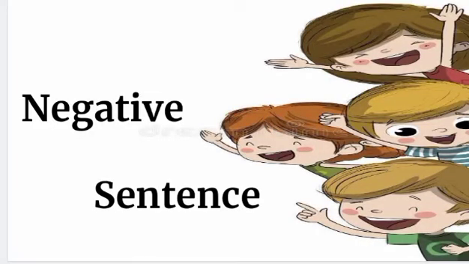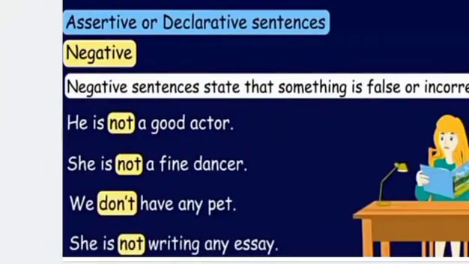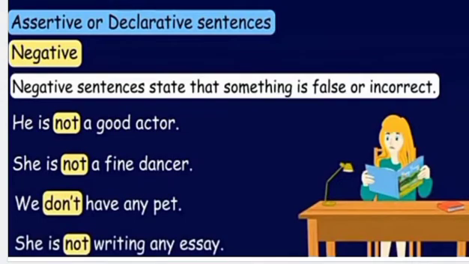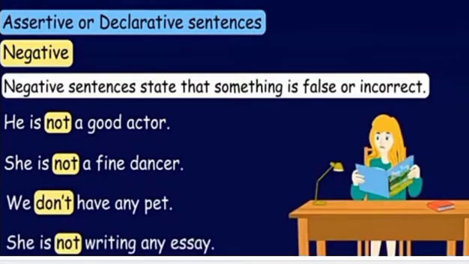Next we see about negative sentence. Negative sentences state that something is false or incorrect. Let's see some examples for negative sentences. He is not a good actor. She is not a fine dancer. We don't have any pet. She is not writing any essay. Where not makes the sentence negative, stating that something is false or incorrect.